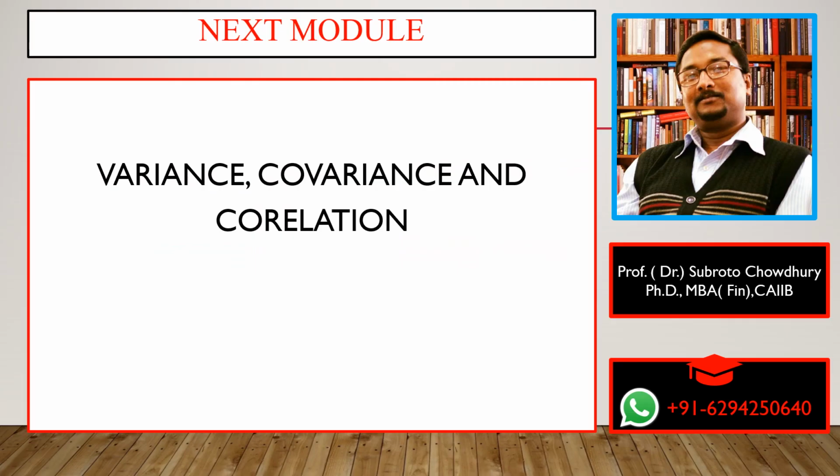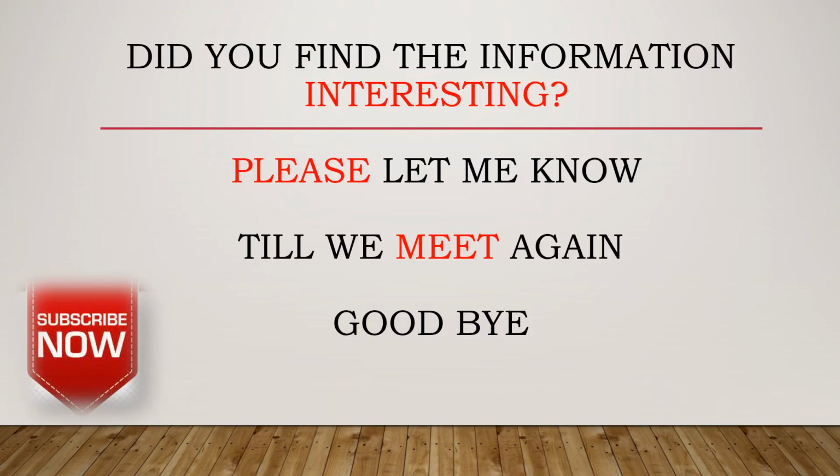Now that we have learned it, we are going to continue the discussion in the next module. In the next module, we will be talking about variance, covariance, and correlation, and how those things are included in the statistical modeling part.